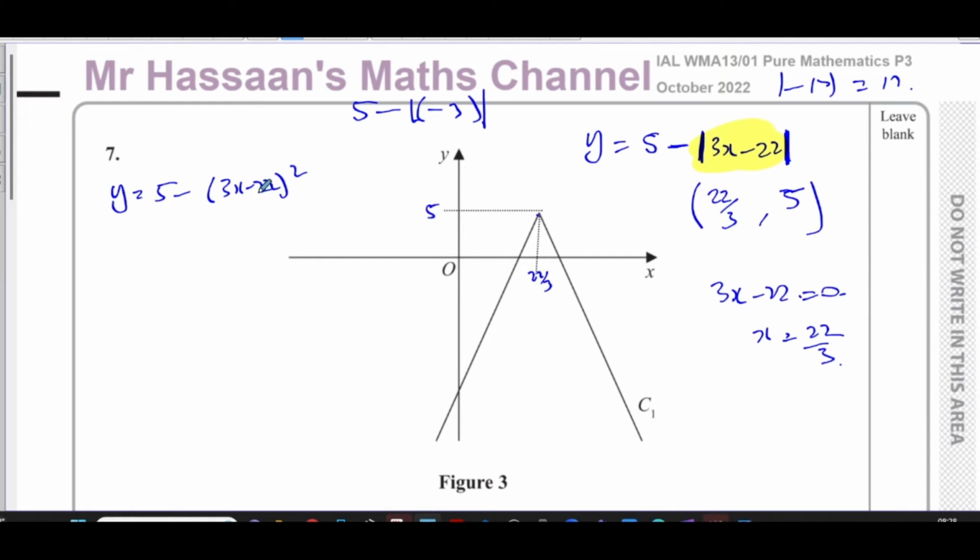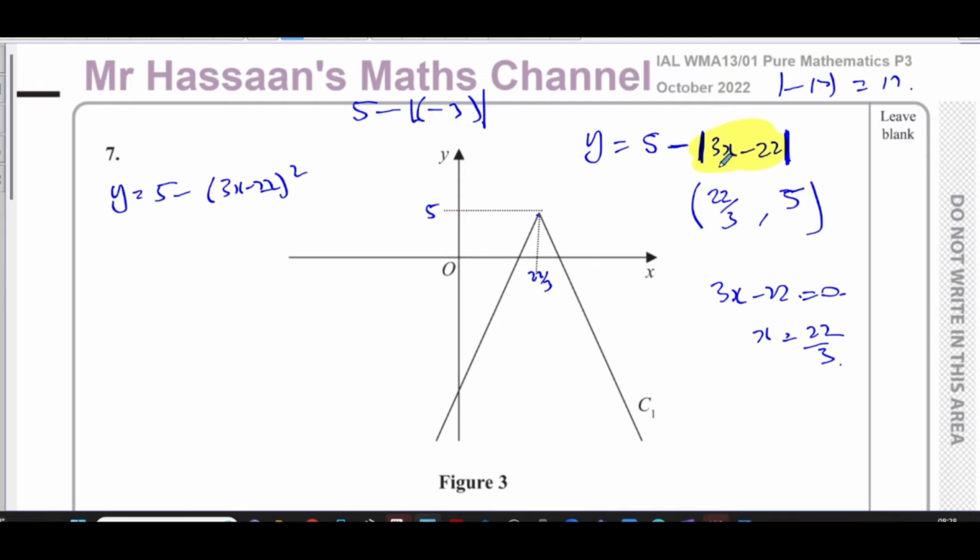And the least you can subtract from 5 is 0, when this bracket becomes 0. So 5 minus 0. What makes this bracket 0? x equals 22 over 3. So it's very similar to finding the vertex of a quadratic. That's why it's like whatever's inside the bracket, with the opposite sign.